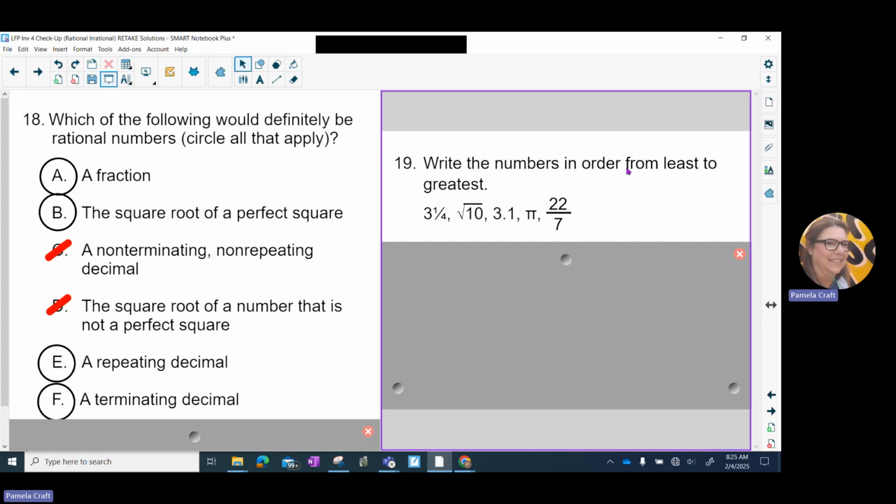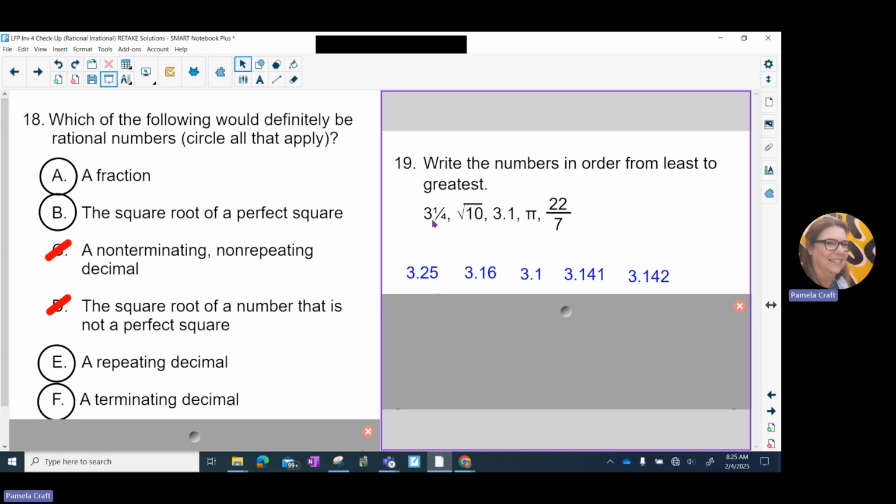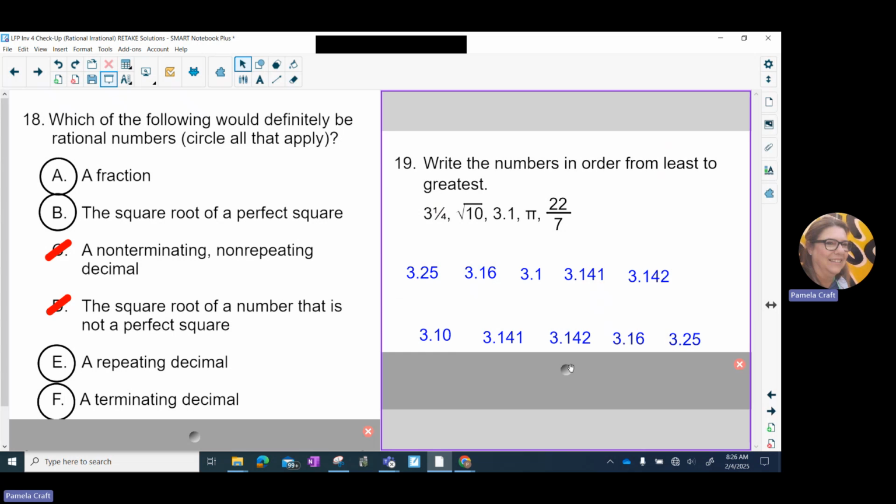19, write these numbers in order from least to greatest. So the first thing I would do is turn them all into decimal form. And so 3 1/4 turns into 3.25, square root of 10, 3.16. 3.1 is 3.1. Pi would be 3.141. I took that an extra digit because 22 over 7 is 3.142. Once I get them in decimal form, I can arrange them from smallest to largest.